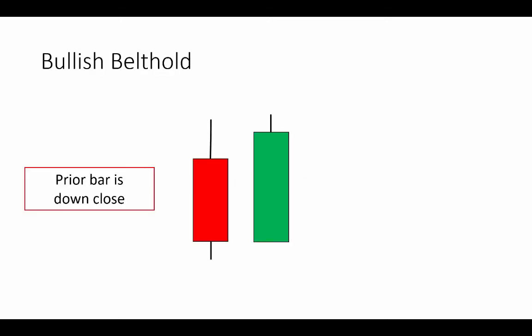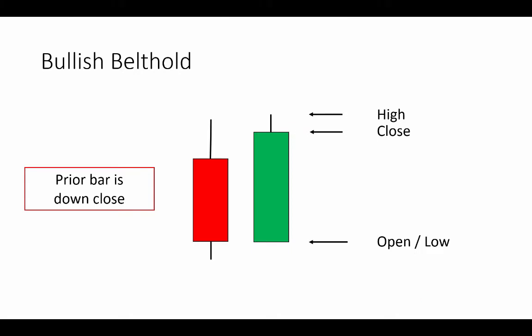Basically, the Bullish Belthold is located in a downtrend where a large candle opens up at the low and rallies towards the top of the candle, closing near the high, leaving only a small wick at the top. And so the requirements are that the prior bar is a down close, current bar is an up close. This needs to be a large body when compared to the average that you have in the look back period. You do not have a lower shadow and only a small upper wick on this candle.